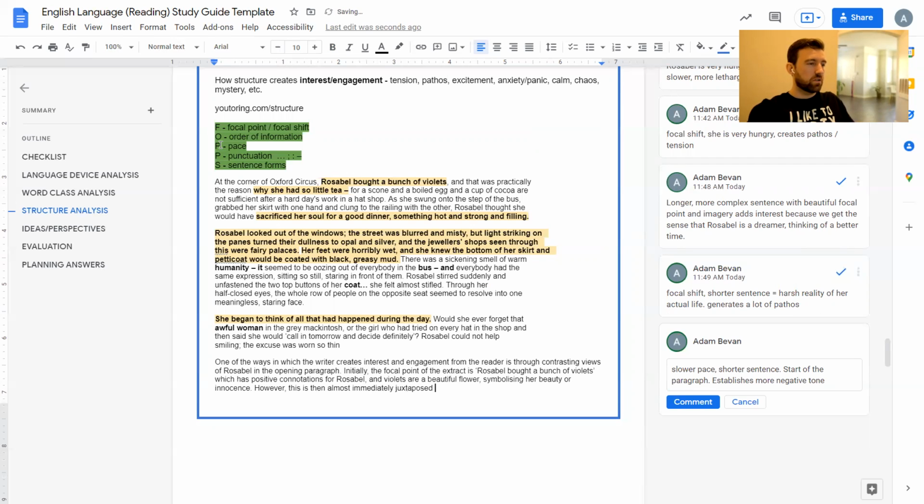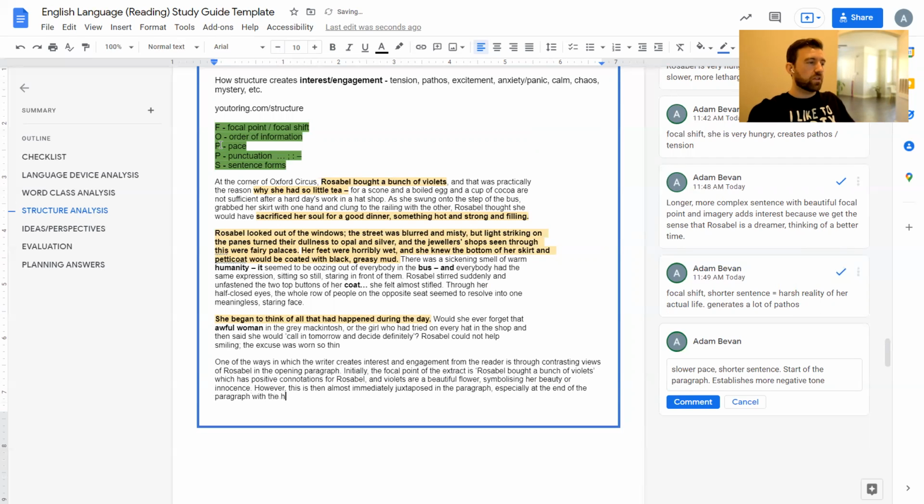juxtaposed in the paragraph, especially at the end of the paragraph, with the hyperbole, "sacrificed her soul for a good dinner." Now the hyperbole bit obviously is language, so that's me adding in a bit of language so you can sort of bring them together, but we'll go into the focal shift and the structure now. So this is juxtaposing the paragraph, the end, sacrifice herself for a good dinner.